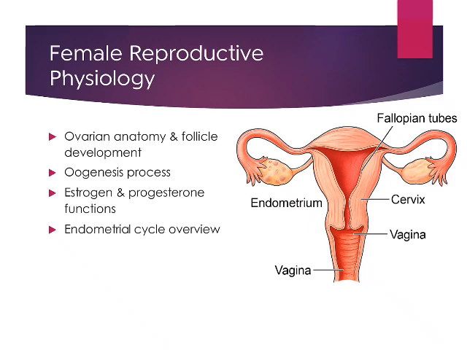Female reproductive physiology: ovarian anatomy, follicle development with production of ovum, oogenesis process, estrogen and progesterone functions, endometrial cycle overview. And this is a photo of the anatomy of the female reproductive organs: the vagina, the cervix, the uterus, the fallopian tubes, and the ovaries.